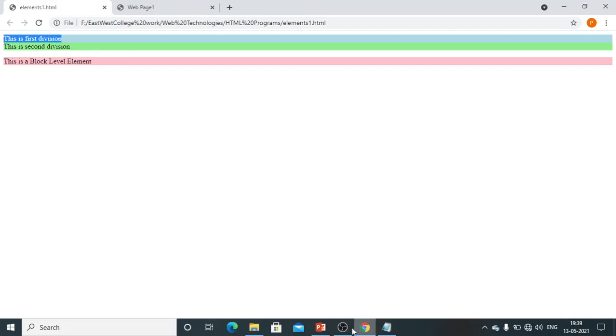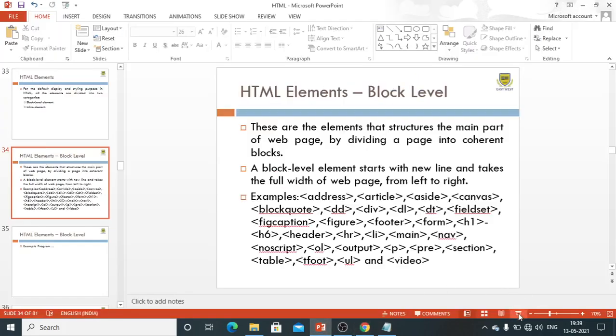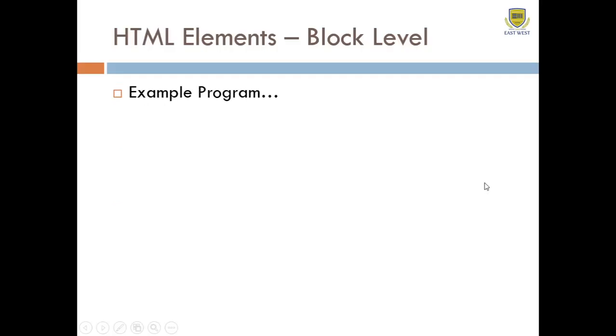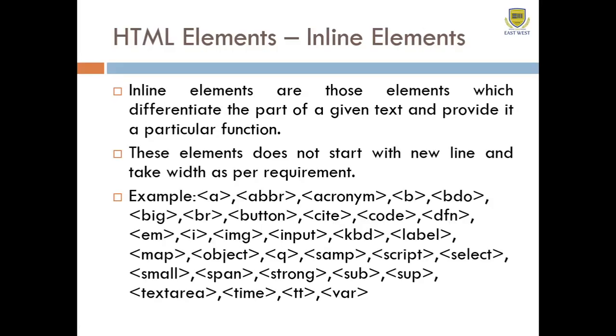Next, the other type of HTML element categorization we can observe is inline elements.